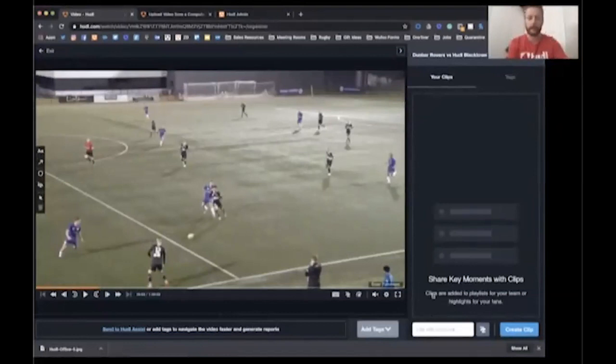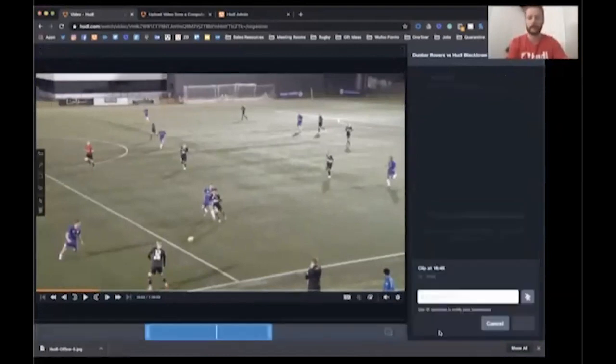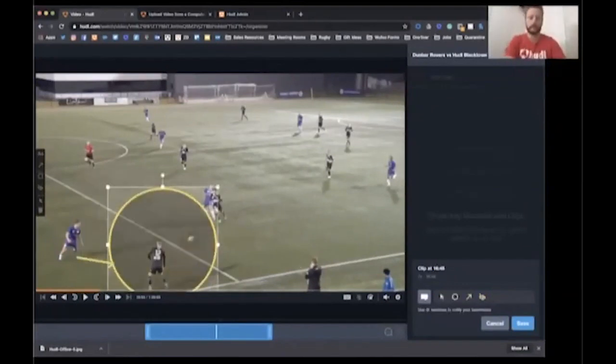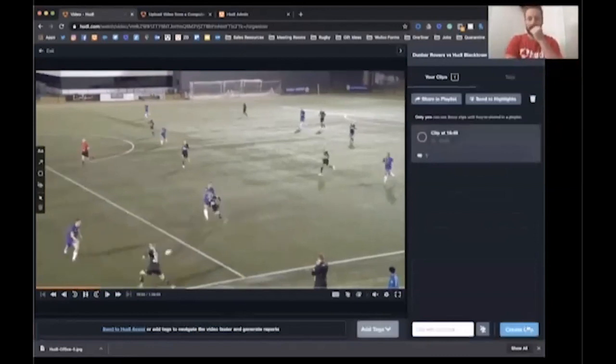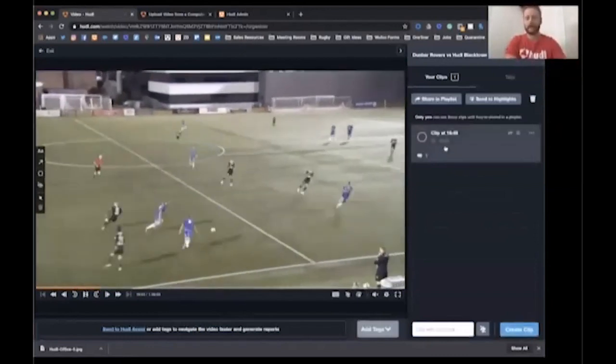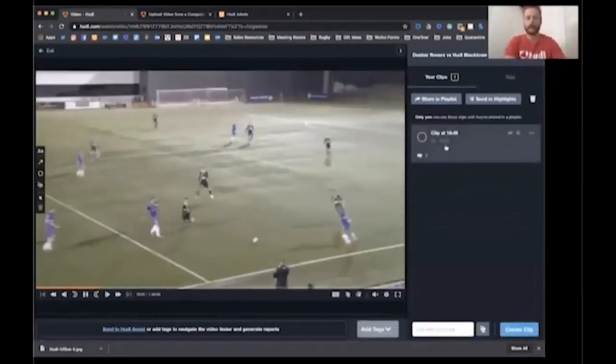Basically, if I wanted to add a drawing at this point, I would hit create with comment, sorry. Add my comment, need to close down the space. Add a drawing, whatever I want to do. This is just me making it up on the spot here, but you get the idea. Hit save, and that has created 1 clip now, which I can then share later.